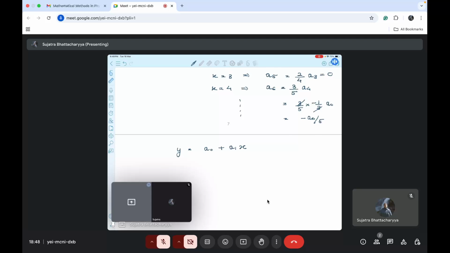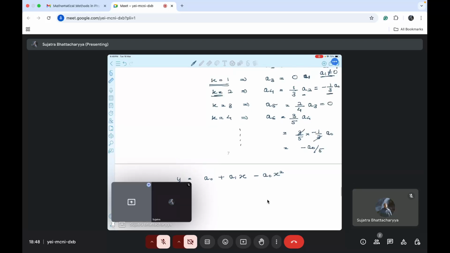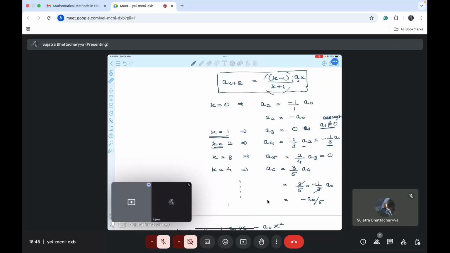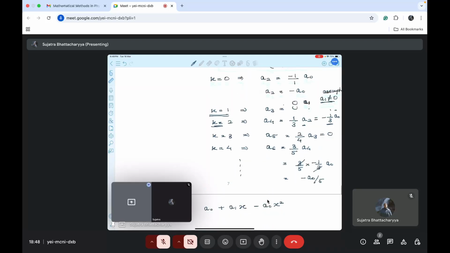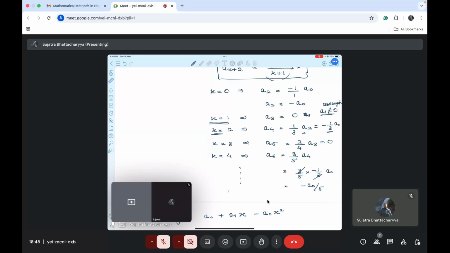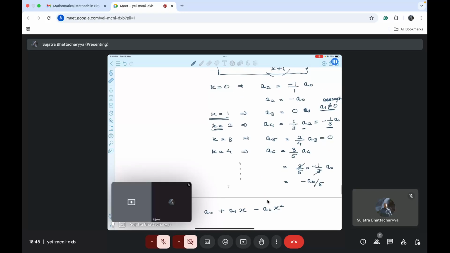So we can have this A1 times x minus A naught x square, because k is equal to 2 corresponds to this. All right, is it fine? I think this will be A naught by 3 in some sense, right? No, okay, I'm sorry. Wait, I'm doing it in a wrong way.